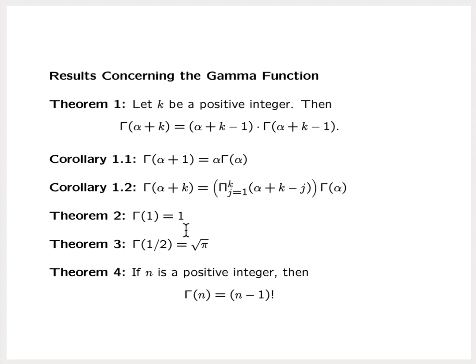Theorem 2 says that the gamma function evaluated at 1 is equal to 1. Theorem 3 says that the gamma function evaluated at 1/2 is equal to the square root of pi. And then Theorem 4 says that if n is a positive integer, then the gamma function evaluated at that positive integer n is equal to n minus 1 factorial. And because of this, the gamma function can be thought of as a generalization of the factorial function.